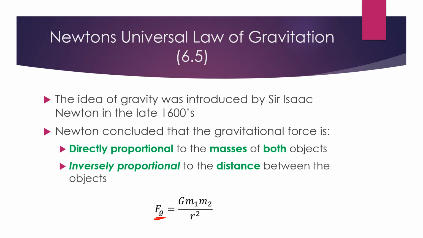Newton concluded that gravitational force is directly proportional to the mass of both objects. Remember, when we say proportional, that means if one goes up, the other goes up. So if the mass goes up, the force goes up. And it's inversely proportional to distance, meaning if one goes up, the other goes down. Okay, so we're going to look at this a little bit closer.